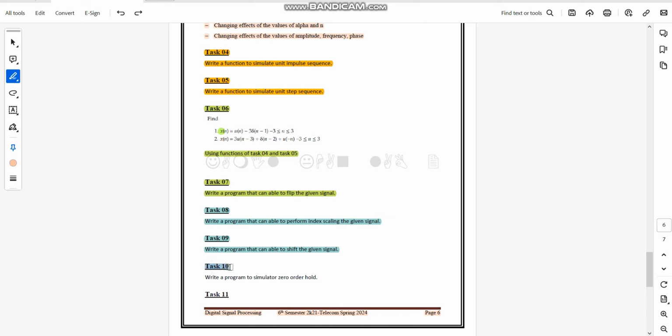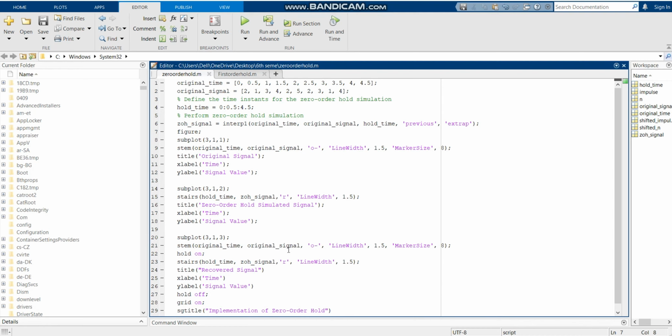Task 10 of the lab is to write a MATLAB program to simulate zero-order hold. Zero-order hold is a method of signal interpolation in digital signal processing. It is commonly used in digital to analog conversion and signal reconstruction. This MATLAB code simulates a zero-order hold operation on a given signal.